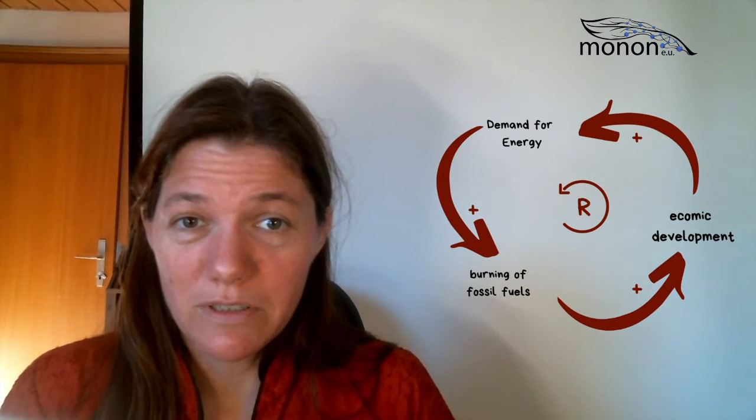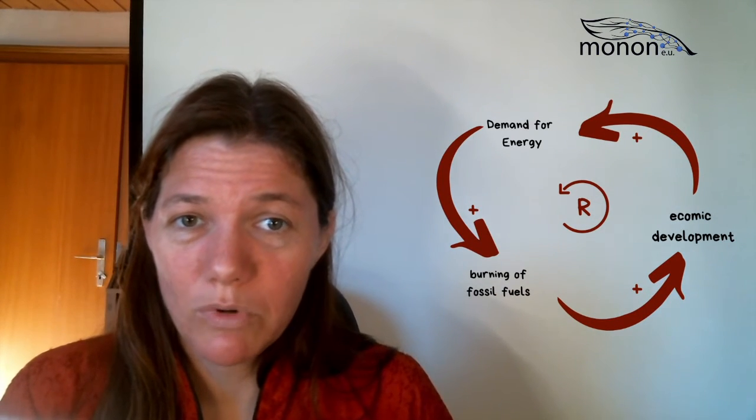Yes, a small exercise. Maybe you can try now to make your own loop. So look at these three variables: the demand for energy, the burning of fossil fuels, and the economic development, and try to make your own reinforcing loop. Maybe you pause the video here, and when you have drawn it on a piece of paper, you can continue. All right, here comes the solution.